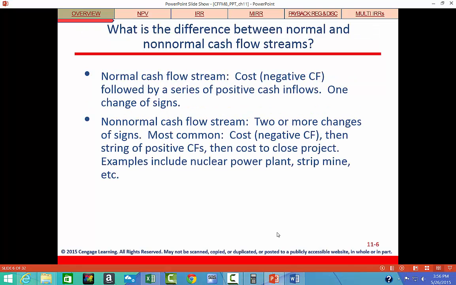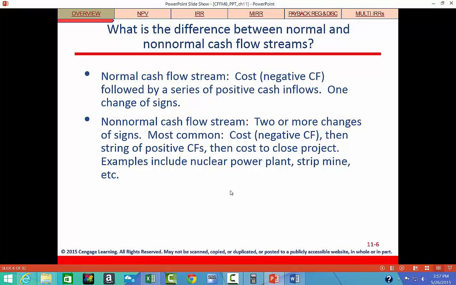So now we have normal and non-normal cash flow streams. That sounds kind of strange, but the normal cash flow stream is where you have a cost, because usually projects have an initial startup cost, and they're followed by a series of positive cash inflows for the company. Basically, the main point here is that you have one change in sign, from negative to positive. Now, a non-normal cash flow stream is where you have a negative cost, then a positive cash flow, then a negative cash flow, then a positive cash flow. So you have two or more changes in signs.